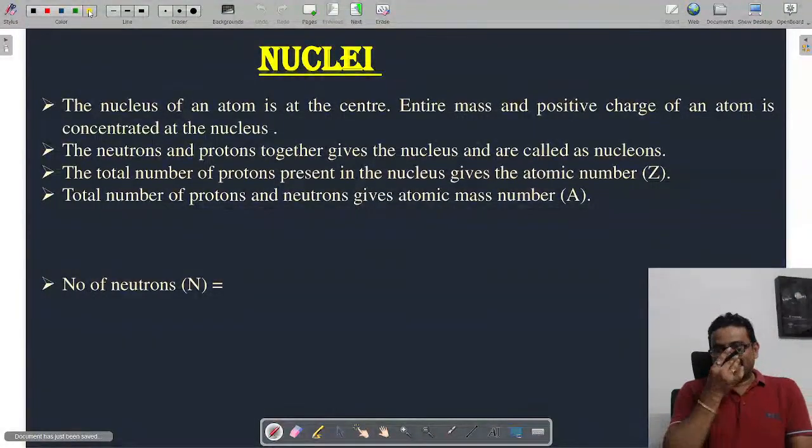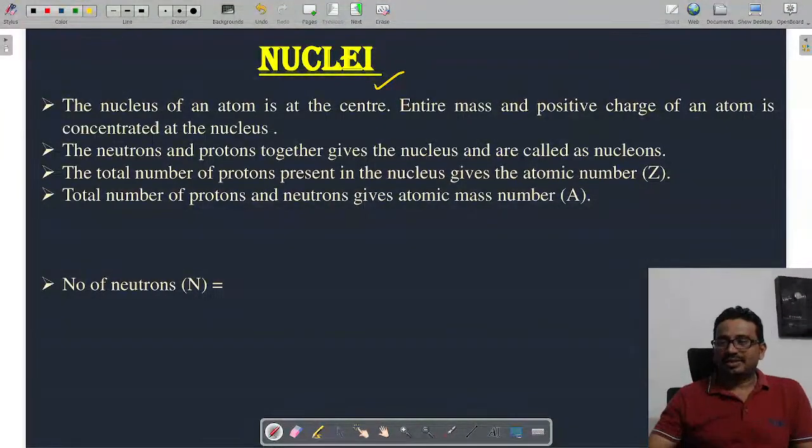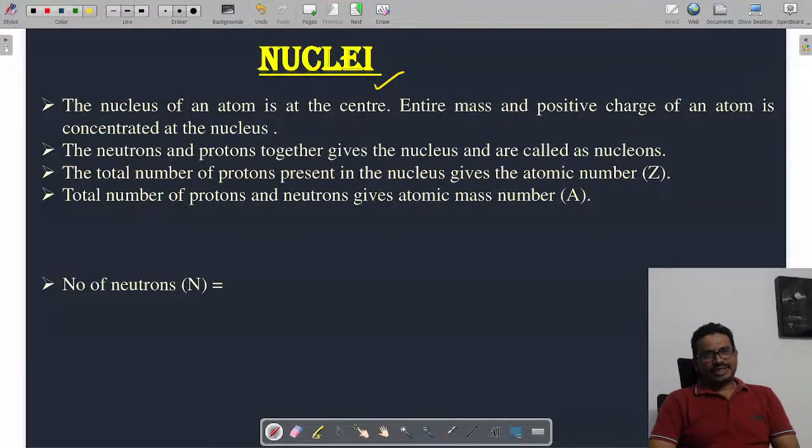So right. Let's start our discussion now, everybody. This is the new chapter we are going to start. It is nuclei. The new chapter we are going to start. Tell me, nuclei. And what does nucleus mean? Tell me.